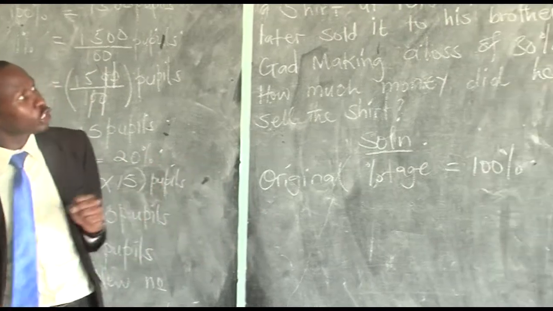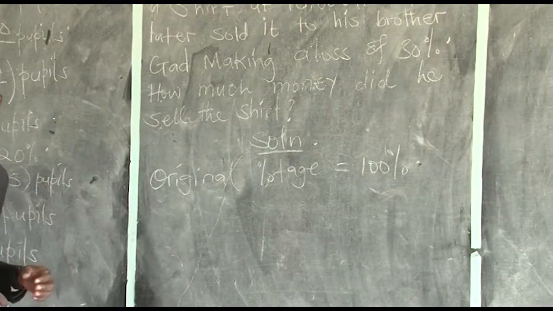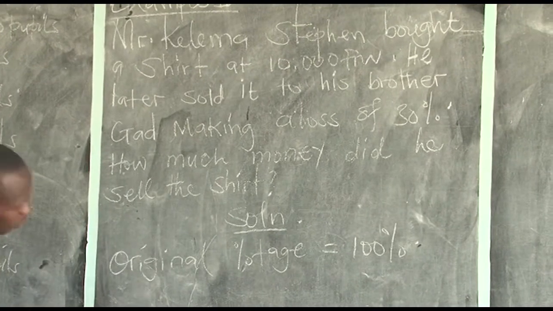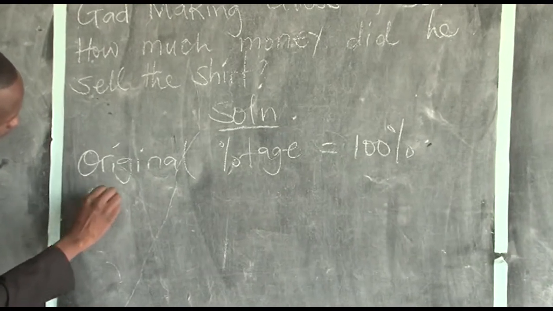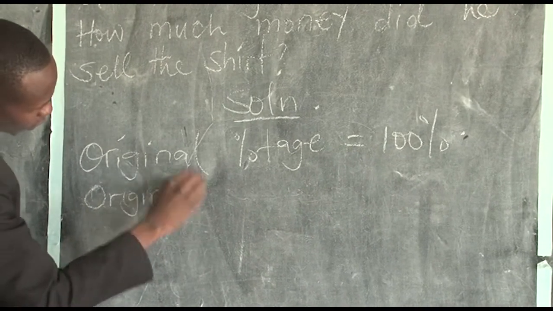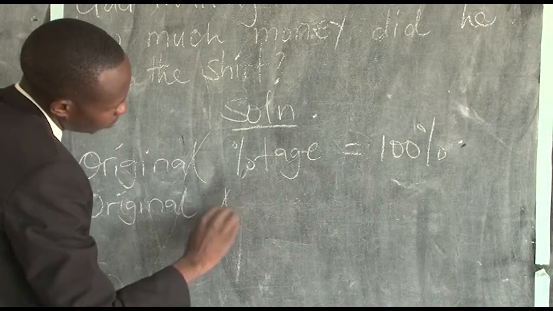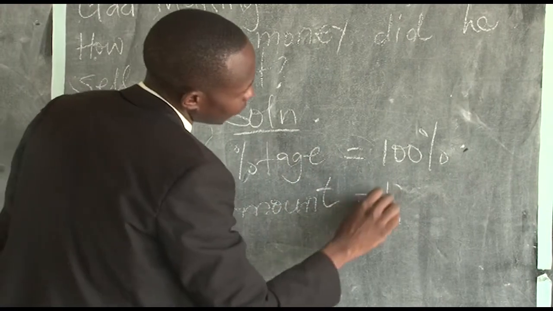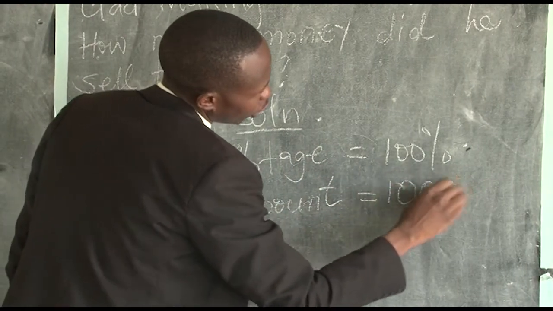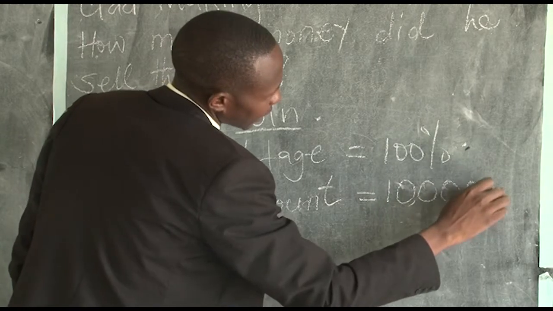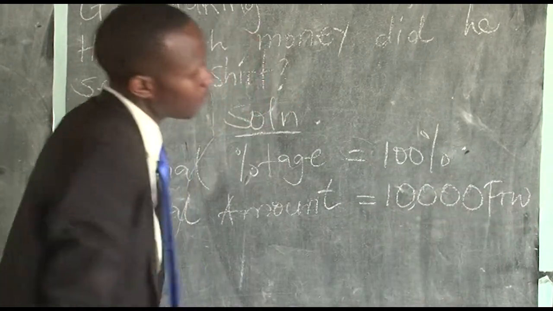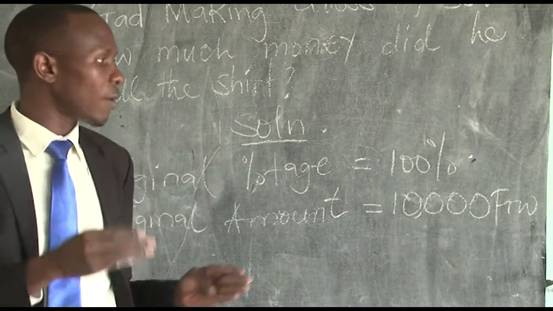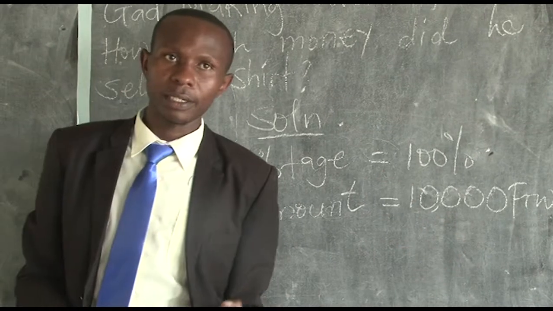Then after identifying the original percentage, let's also identify the original amount of money this person has. Original amount of money. So we shall say original amount. How much did this person have at first? He had 10,000, which he used to buy his shirt. He bought it at 10,000, meaning that he had 10,000. So our original price or our original money is 10,000.